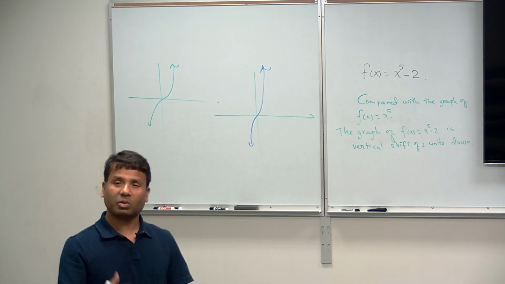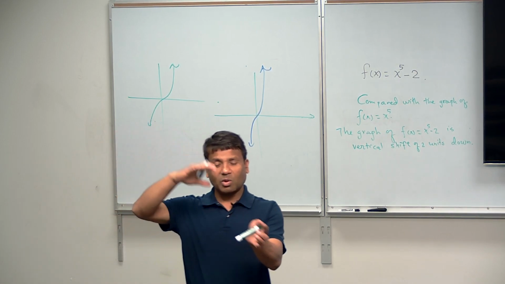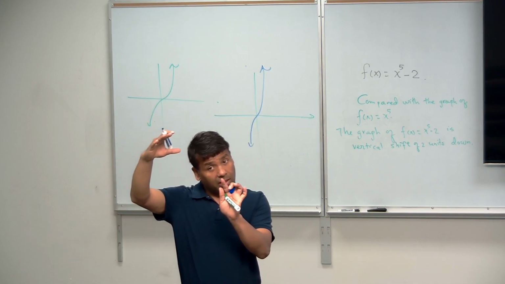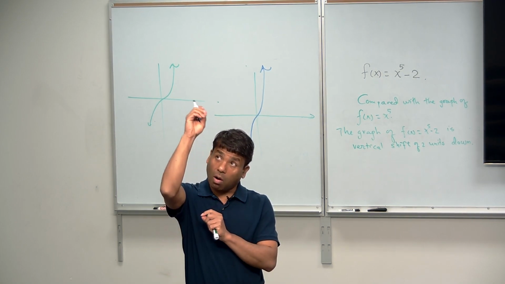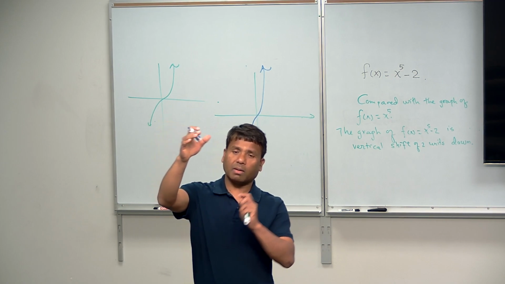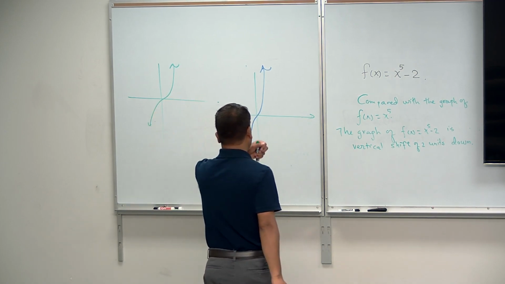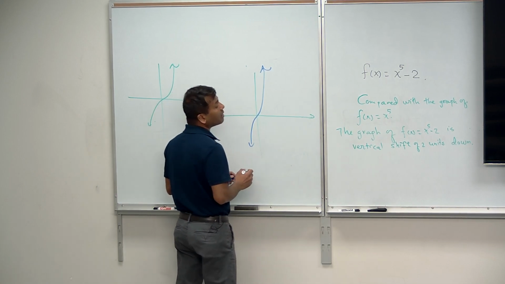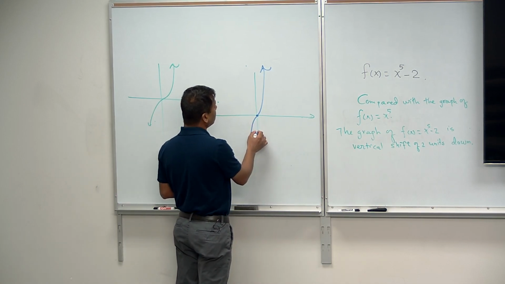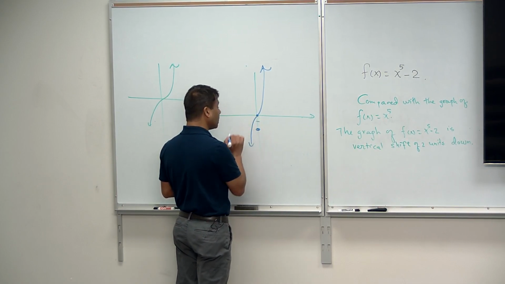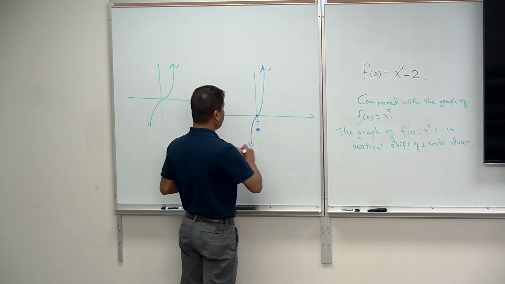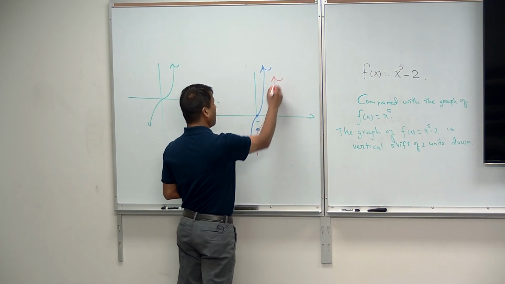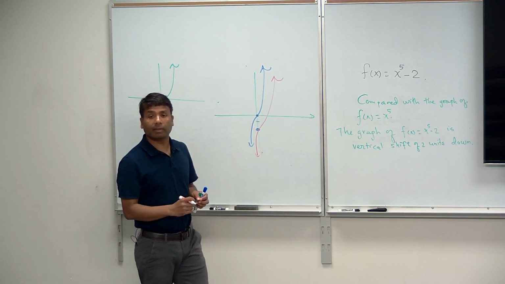It's pretty much similar. x squared, x to the power 4, x to the power 6: if you have an even power, it looks like a parabola. If you have an odd power, x cubed, x to the power 5, x to the power 7, it looks like this. So now this is shifted 2 units down. So 0 units, 1 unit, 2 units down. So this point is shifted here. Every point is shifted 2 units down. So you'll have a graph something like this. Are you guys with me? Does that make sense?